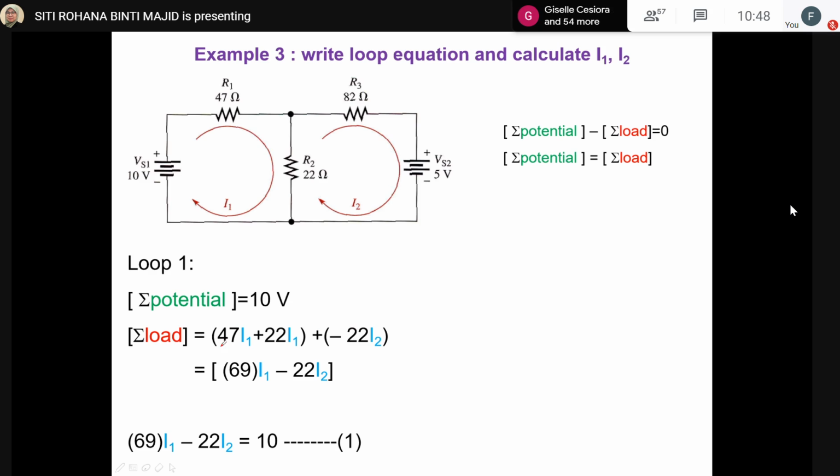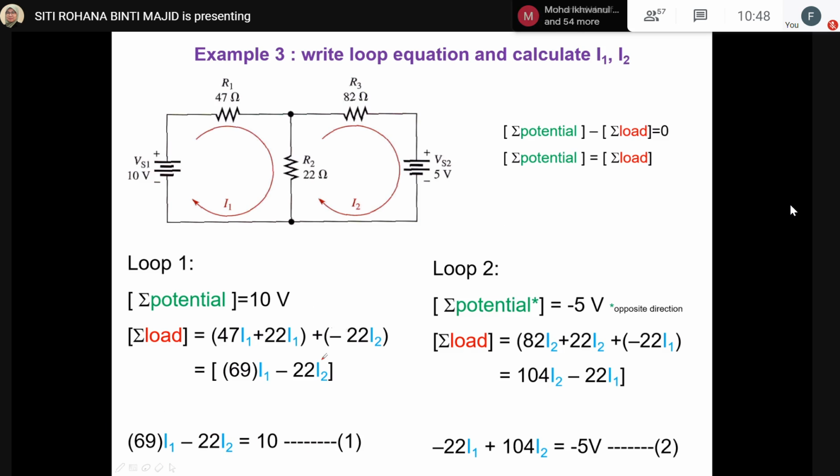So indirectly, you have 47 I1 plus 22 I1 minus 22 I2. Okay, and then you can write like this, because we try to accumulate at one parameter for the values. Then you can write this equation as equation 1, because the total potential here is 10, and then you have the load as in this equation.